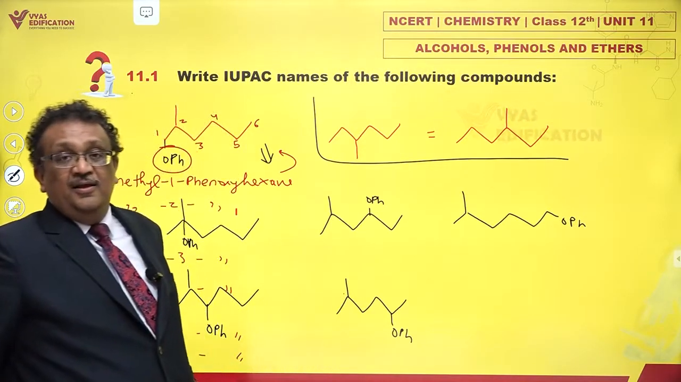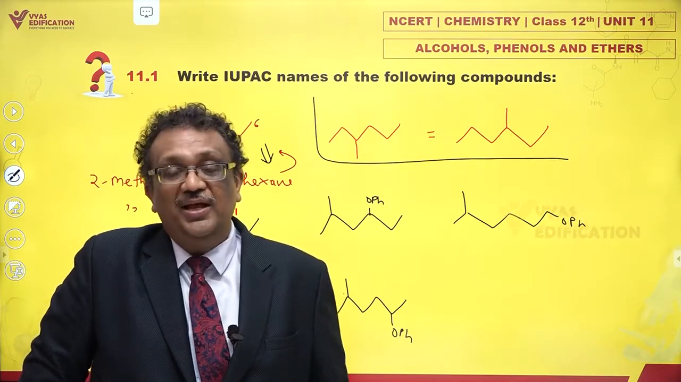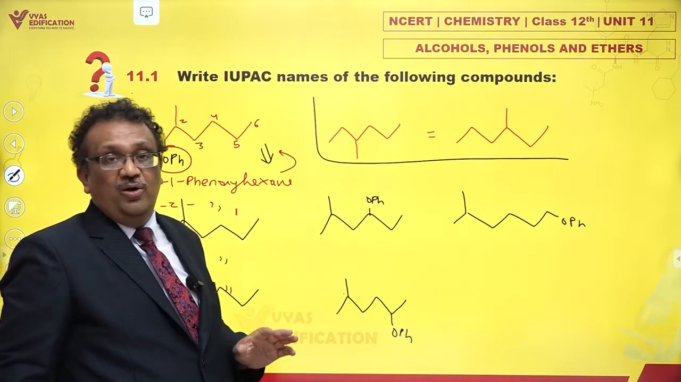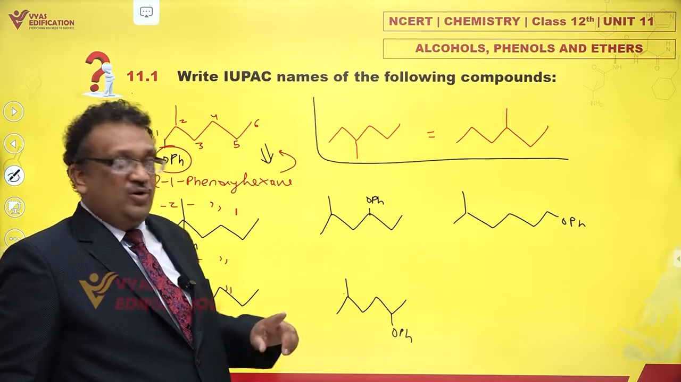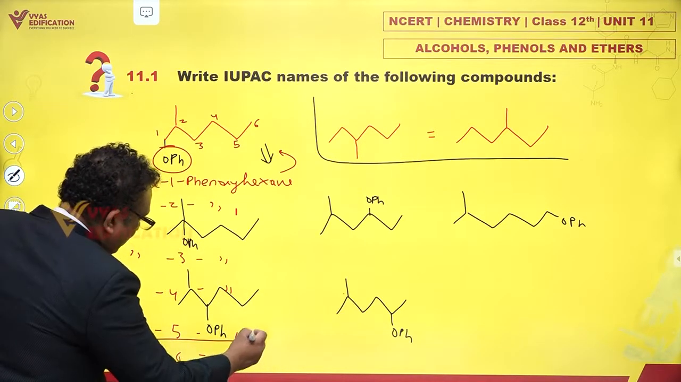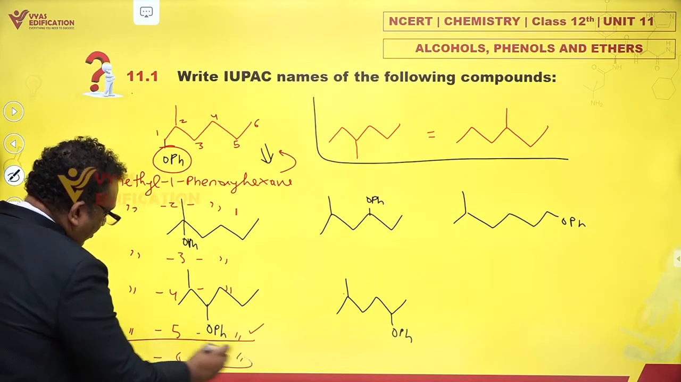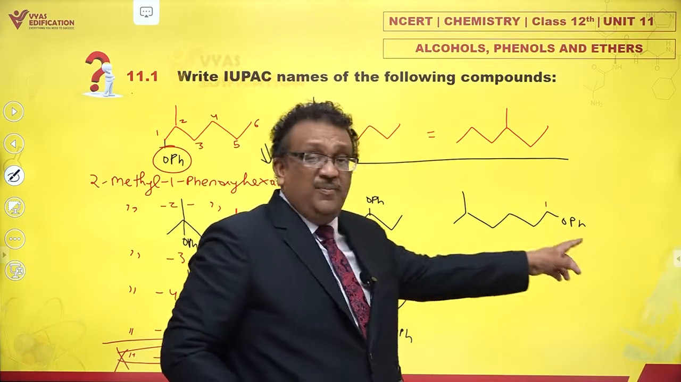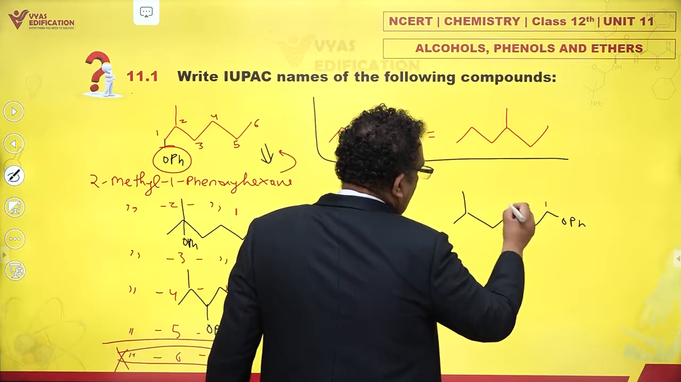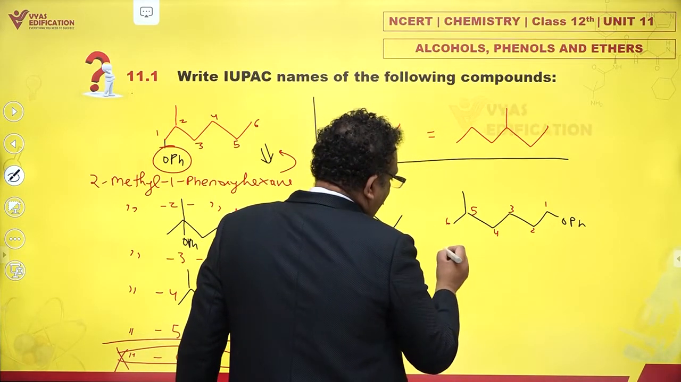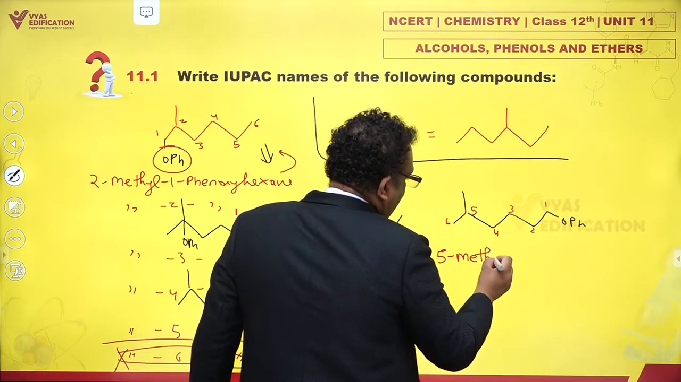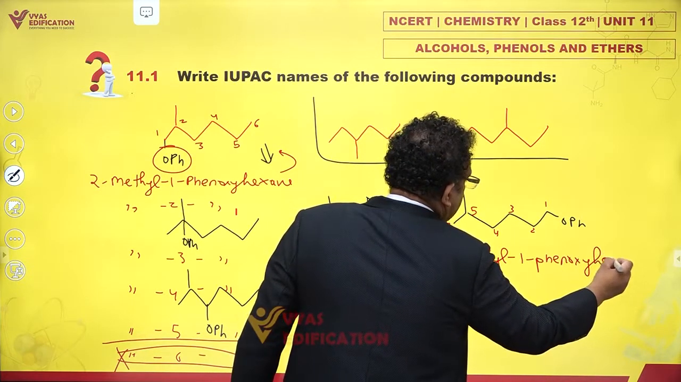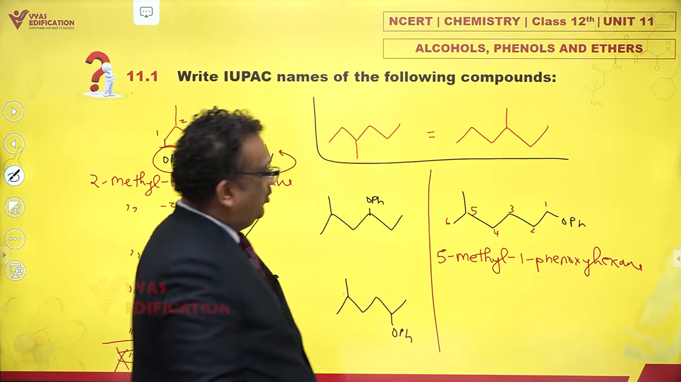And honestly, ethers have exactly the same priority as alkyl groups. All prefixes have the same priority. Then they are decided in alphabetical order. Methyl is before, phenoxy comes later. So fine. Till here, it is okay. This would be wrong. Why? Because in this case, the very first carbon has a substituent. So 1, 2, 3, 4, 5, 6. So this is 5-methyl-1-phenoxyhexane.